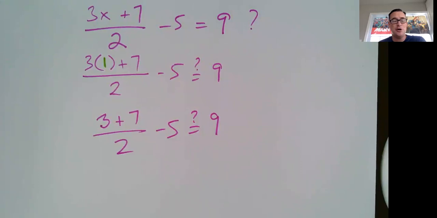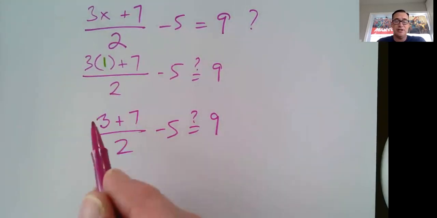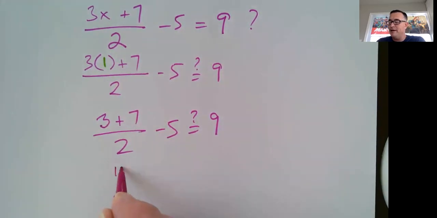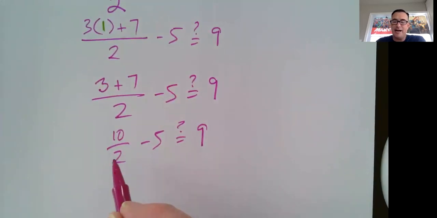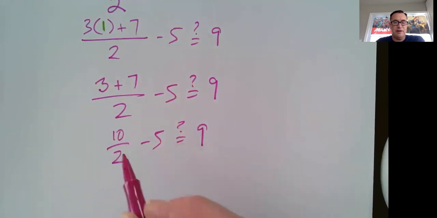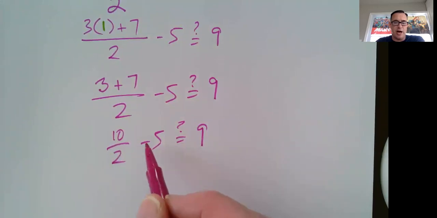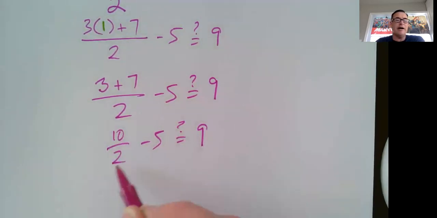Yes, I do 3 plus 7. Hallelujah. Because that's still on the top. I haven't finished. 3 plus 7 up here is going to be 10. 10 over 2 minus 5. Does that equal 9? So now I've got 10 divided by 2 minus 5. Division comes before subtraction. So I've got to do 10 divided by 2. That is going to give me 5.